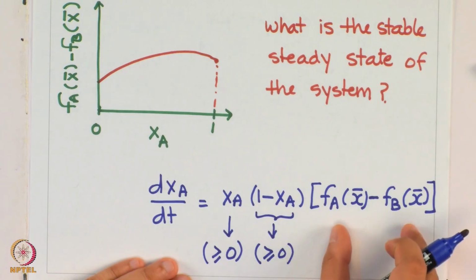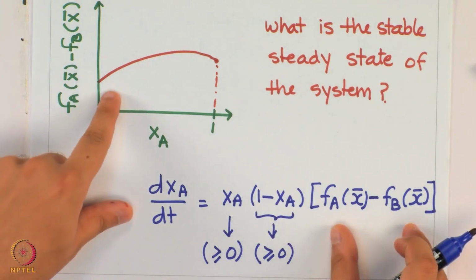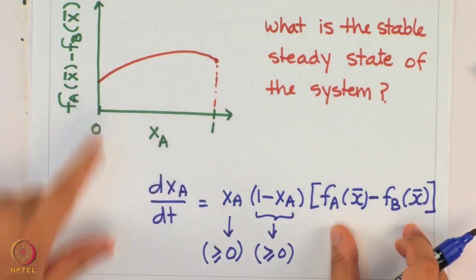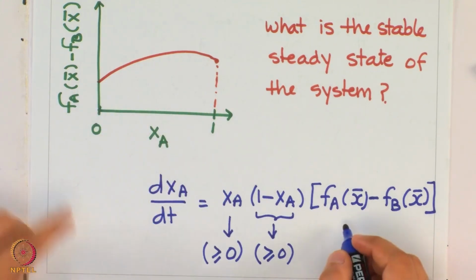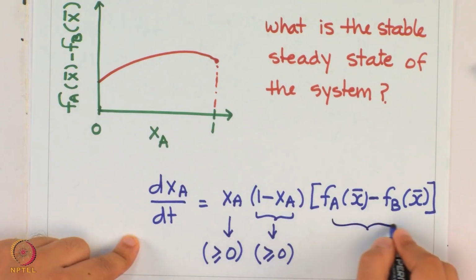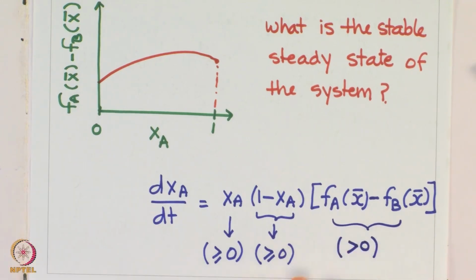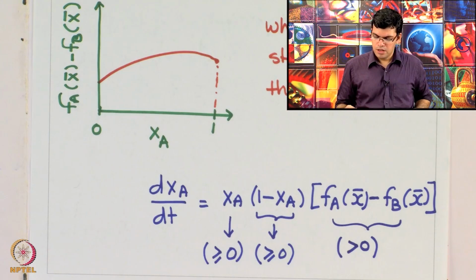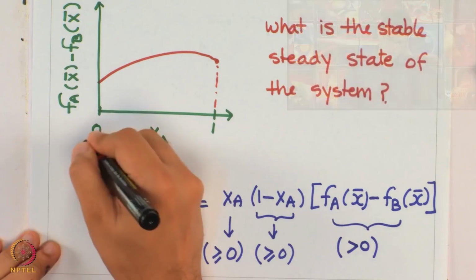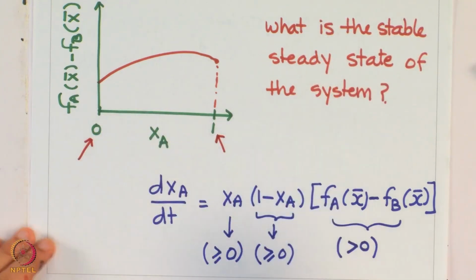And f A minus f B is in this case given to me by this expression, which tells me that f A of x minus f B of x is a type of function which is always greater than 0. So, what that tells me is that this expression dx A by dt is actually never less than 0, but could only be equal to 0 or greater than 0. It is only equal to 0 at two particular values, x A equal to 0, x A equal to 1.